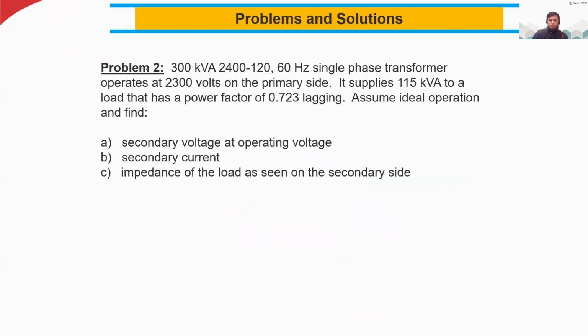The second problem, we have 1 minute. I think we can finish it. The problem is like this: 300 kVA, that is the capacity. A 2400 to 120 volt transformer. Of course, the supply voltage is 60 hertz. This is the American system, or it's following the American standard. A single phase transformer operates at 2300 volts on the primary side. Here we have primary and secondary voltage, but this transformer is operating at 2300 volts on the primary side.